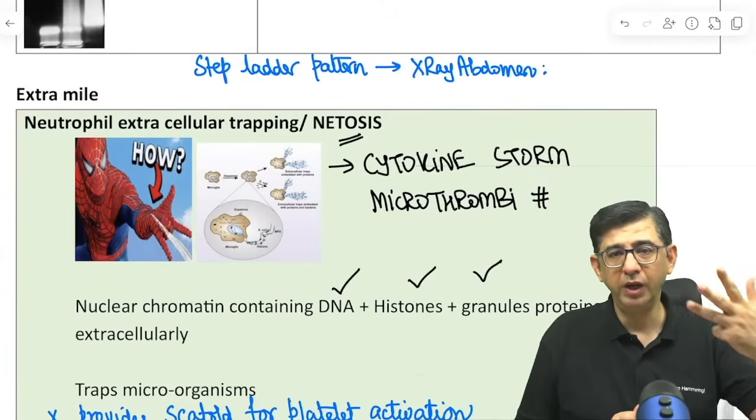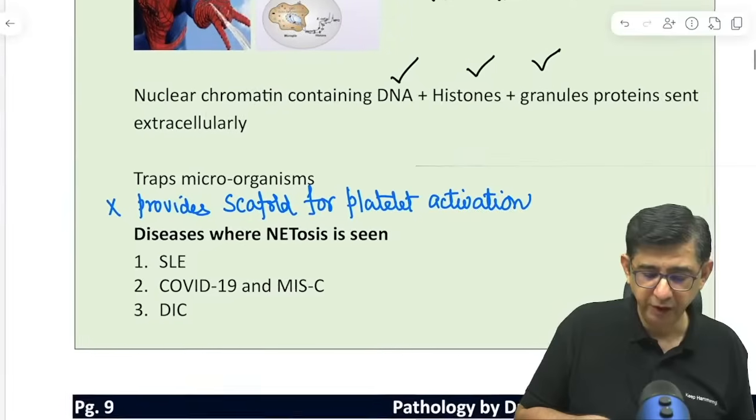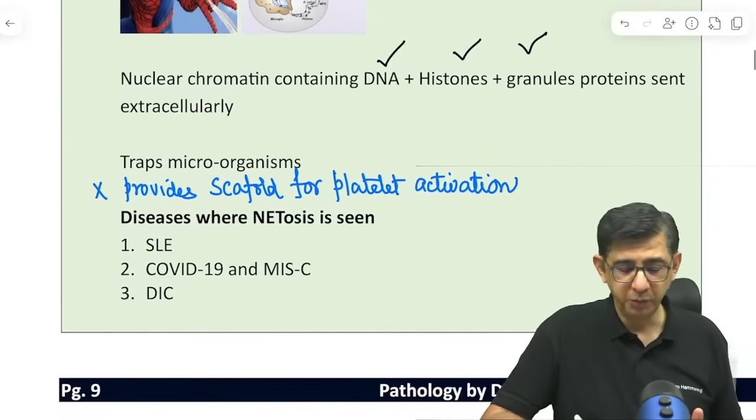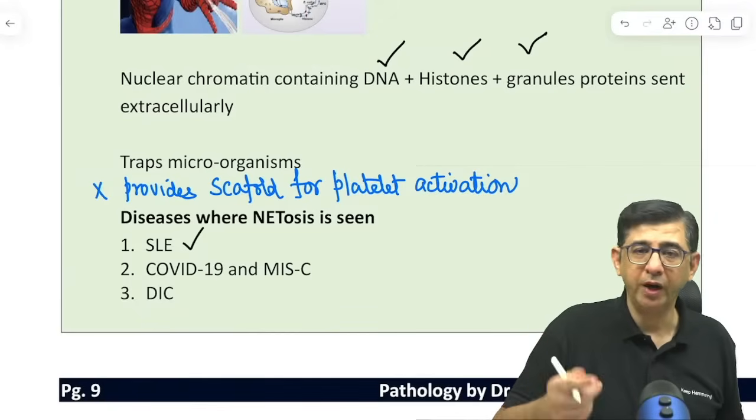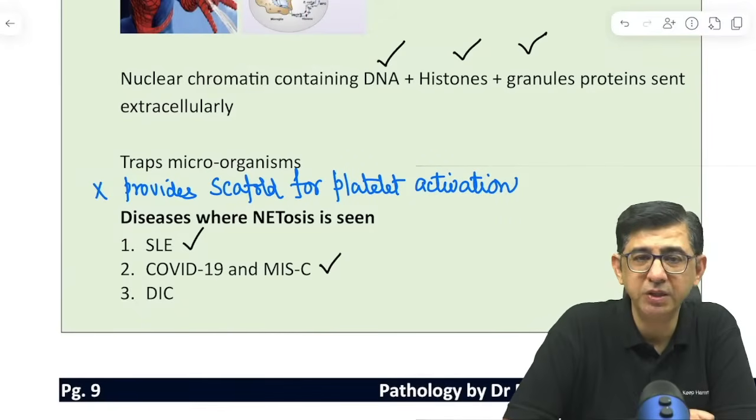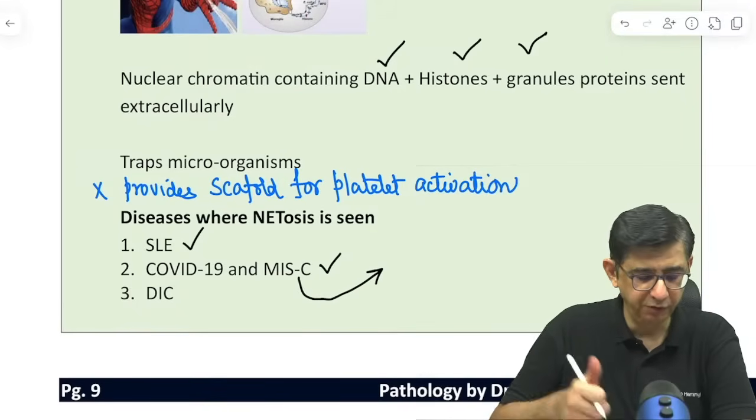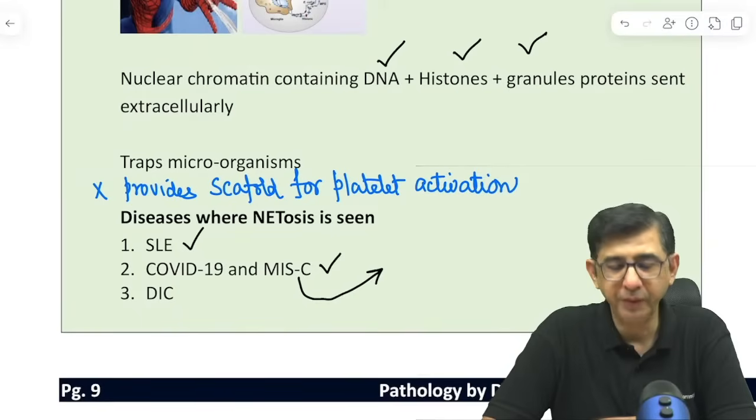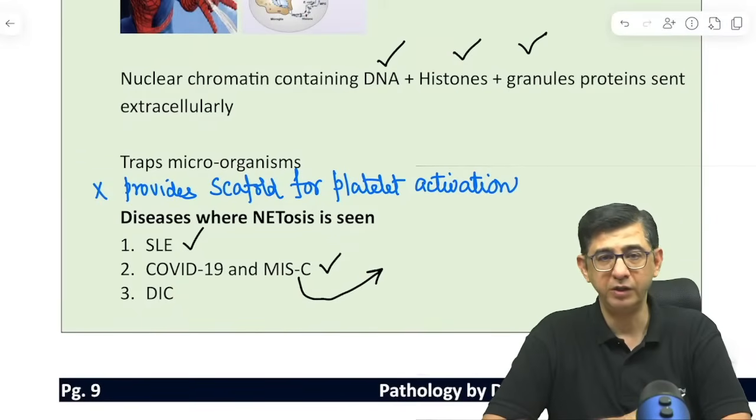So in total, we study the NETosis process three times. Diseases where NETosis is seen: systemic lupus erythematosus. This was the old FMGE exam question. Prior to this, when COVID was going on, in our FMGE exam they had asked about COVID and MIS-C. Say the full form of MIS-C. And the third answer I had from somebody was a very, very good answer. That is going to be DIC, disseminated intravascular coagulation.